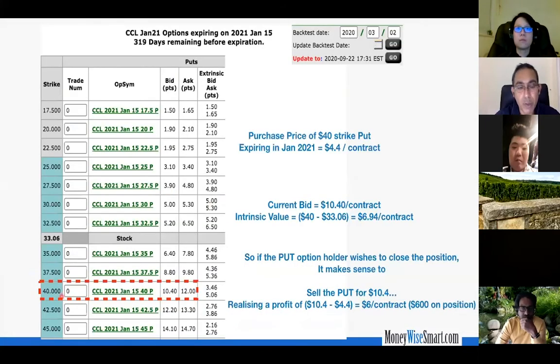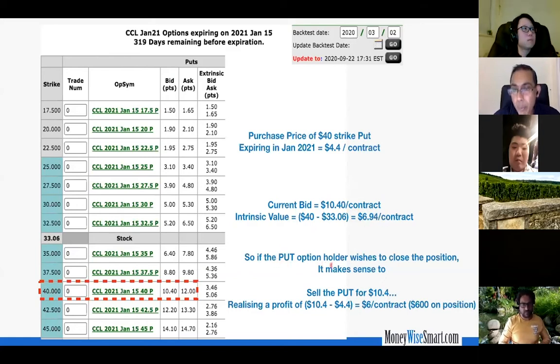The put option which we bought for $4.40, now the bid ask is $10.40, $12. So the purchase price was $4.40 per contract. The current bid price is $10.40 per contract. The intrinsic value, however, as you can see, I can sell it for 40 and the market price is 33.06. So the intrinsic value is $6.94 per contract.